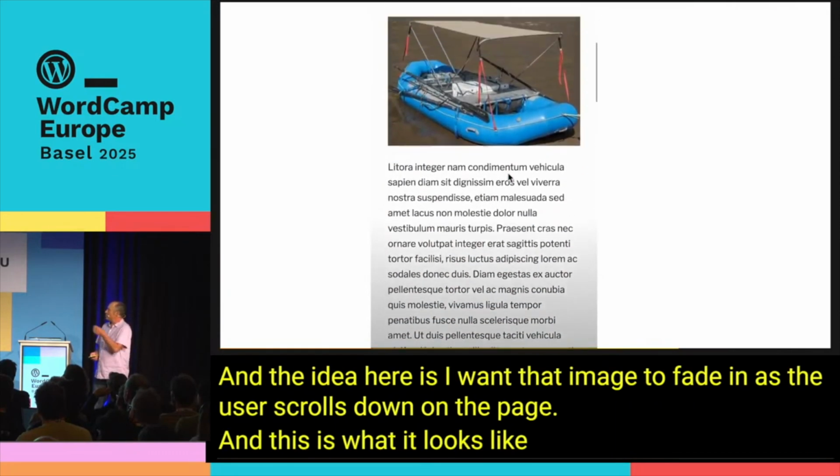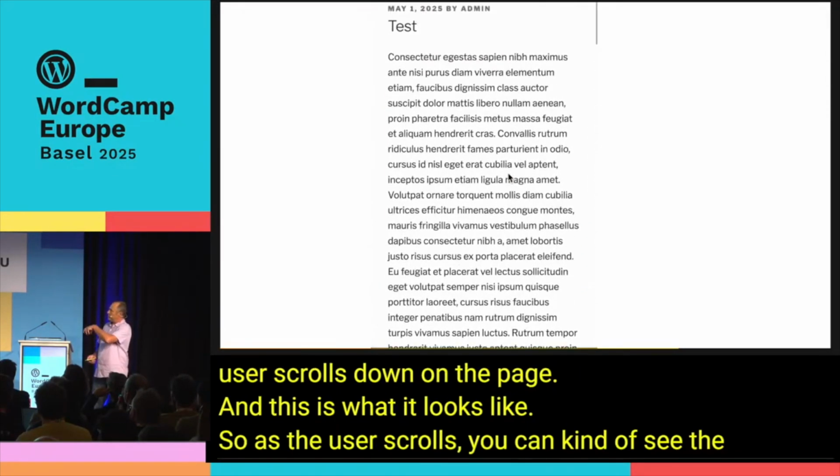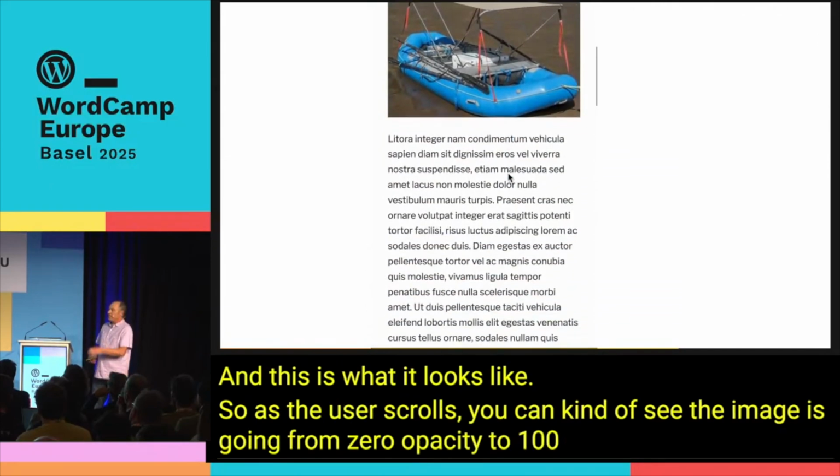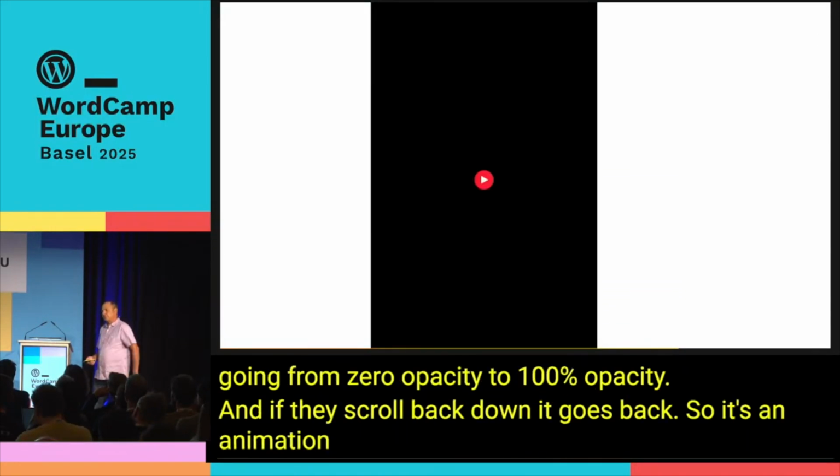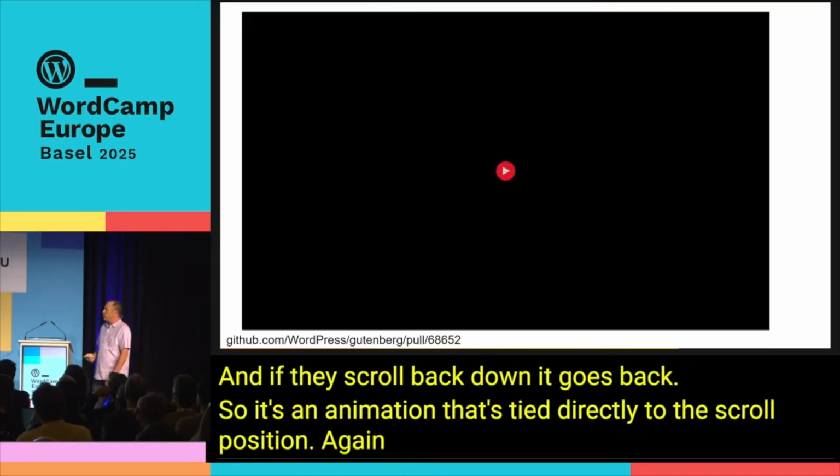So as the user scrolls, you can kind of see the image is going from 0 opacity to 100% opacity. And if they scroll back down, it goes back. So it's an animation that's tied directly to the scroll position. Again, no JavaScript required for this.